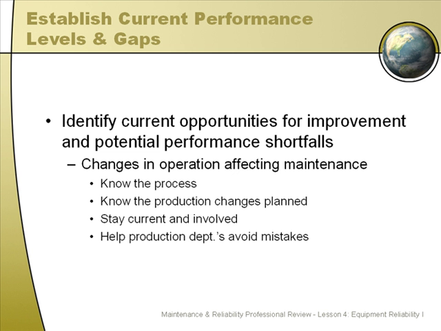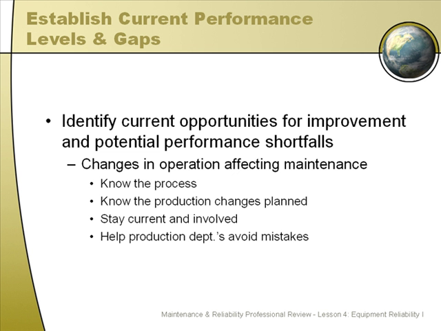As we continue to establish current performance levels and gaps, we need to identify current opportunities for improvement and potential performance shortfalls. Changes in operations affect maintenance. Let's take a look at that. First, the maintenance department needs to know the process so they can understand what's going on. As changes in the process occur, the maintenance department should care about it just as much as the production staff. Know what the production changes are and what they're planned to do. Stay involved and stay current. This information is useful to you for building a better reliability process.